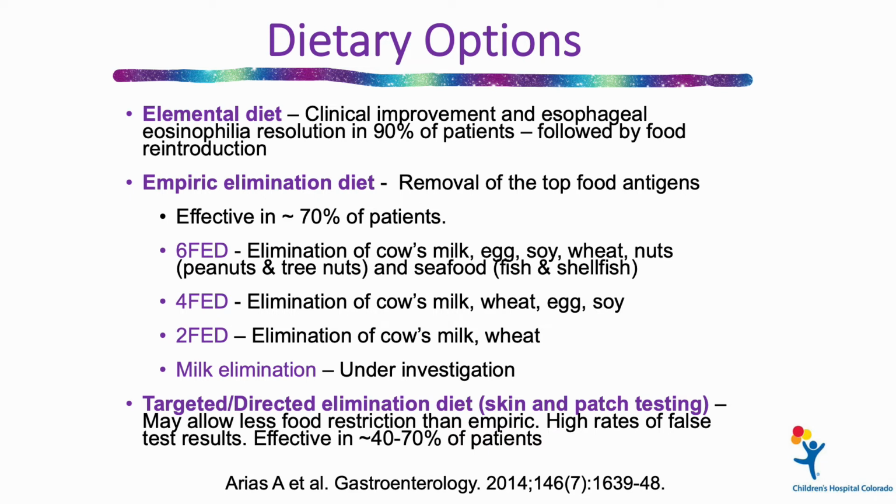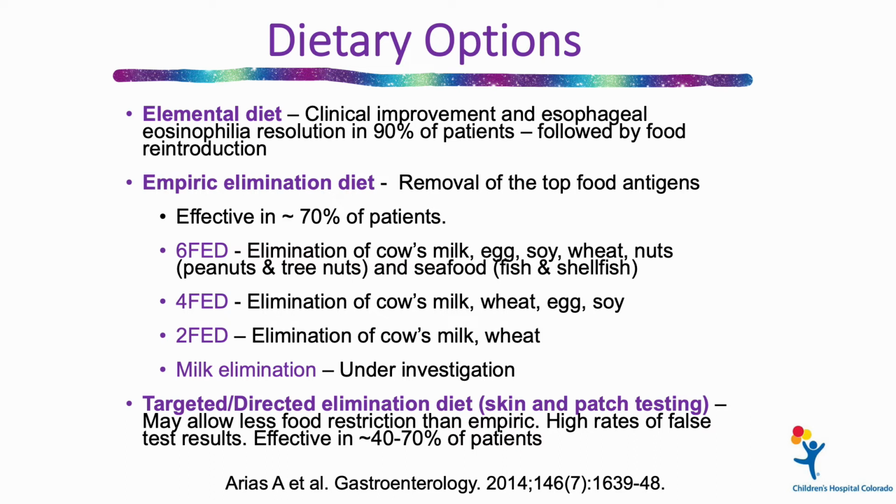Then there's the empiric elimination diet, which is one of the most common dietary options used, and that's where you remove the top food allergens. There's the 2 food where milk and wheat are avoided, the 4 food where milk, wheat, soy, and egg are avoided, the 6 food where you avoid milk, egg, wheat, soy, peanuts, tree nuts, fish, and shellfish, and the 6 food is effective in about 70% of patients. About 60% or so respond to the 4 food, and about 40% to the 2 food, with about 30% to milk alone elimination.